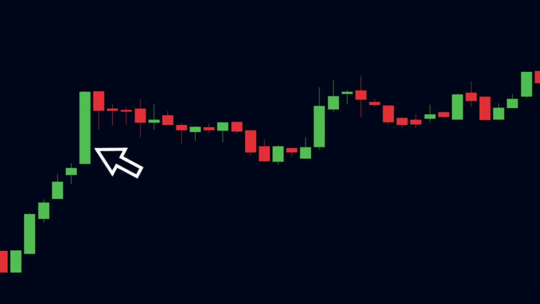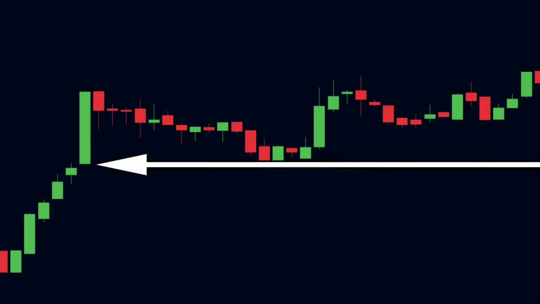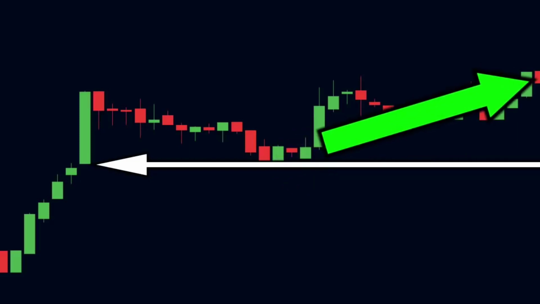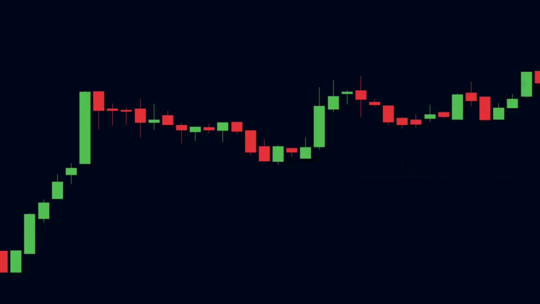So, we see this large candle, and we can say that this price was very attractive for the buyers. Hence, if the price comes back around this area, the buyers will once again come into action and buy again. That is exactly what happens here. The price comes back into this area and the buyers push the price upwards. All of this happened because we noticed the big body on this candle and understood the meaning behind it.